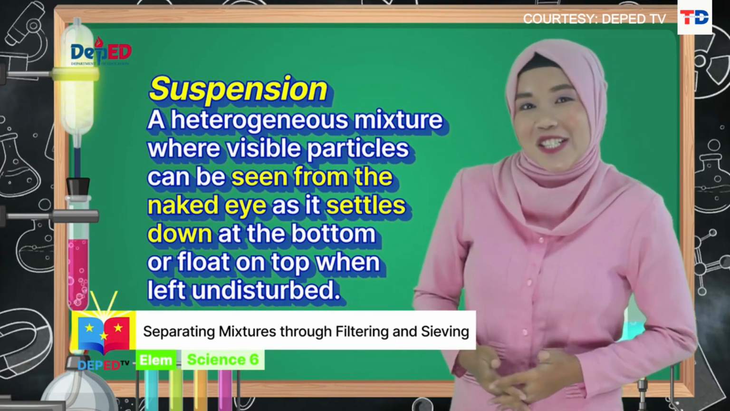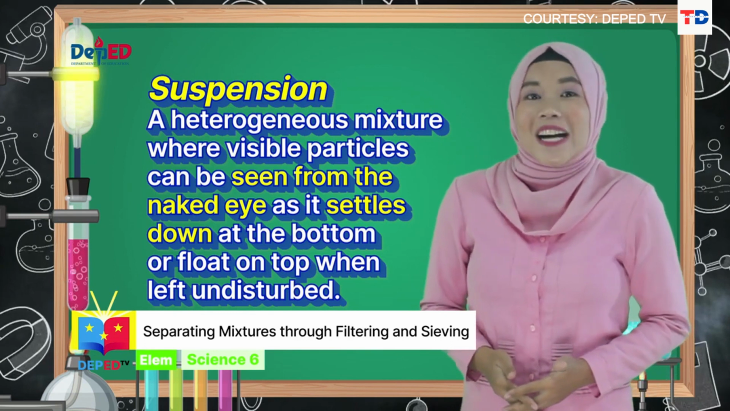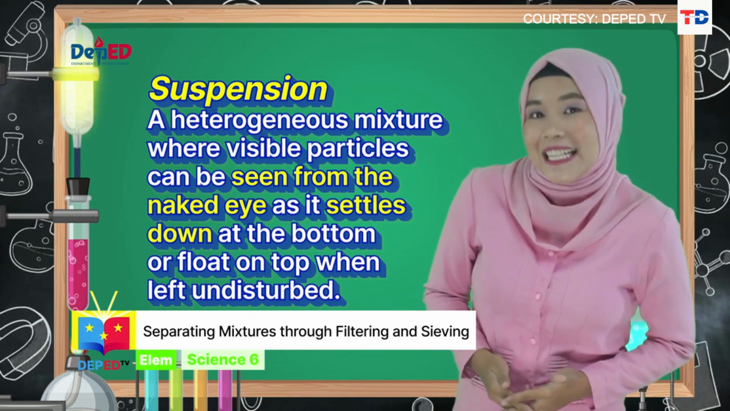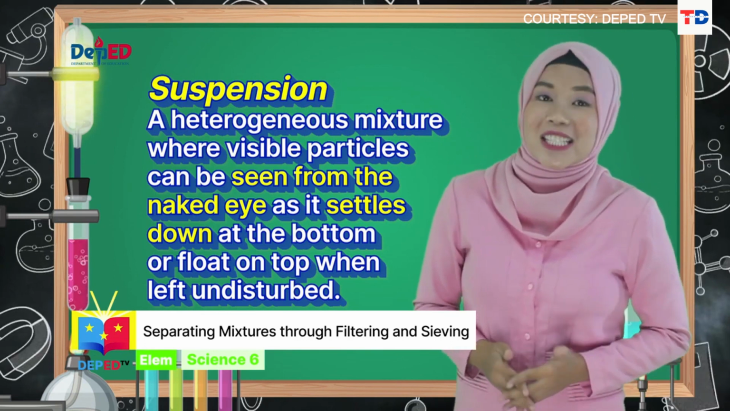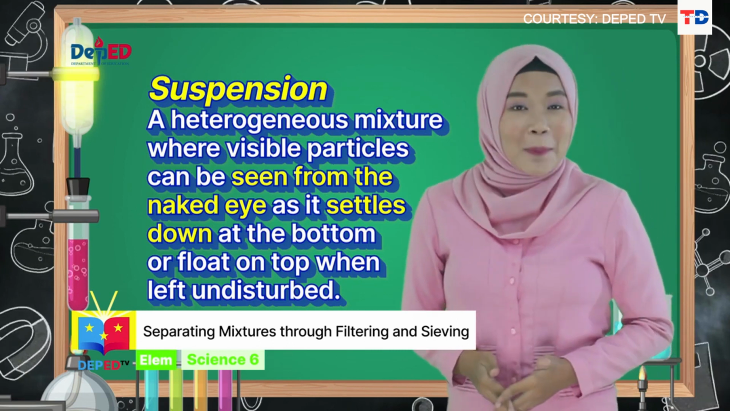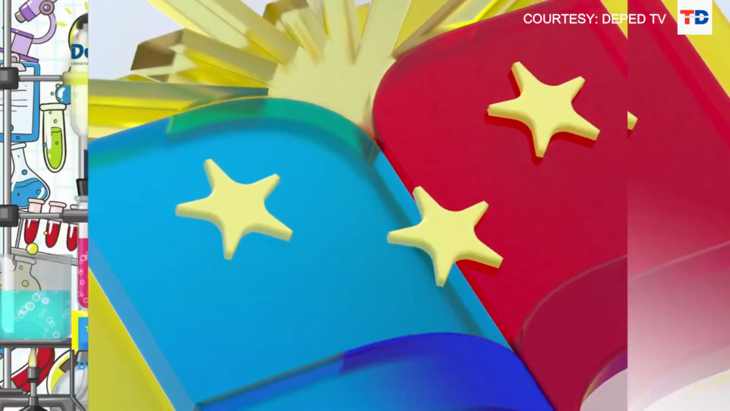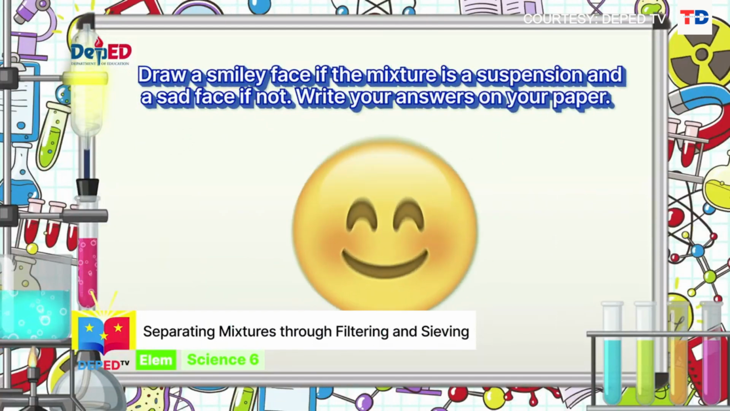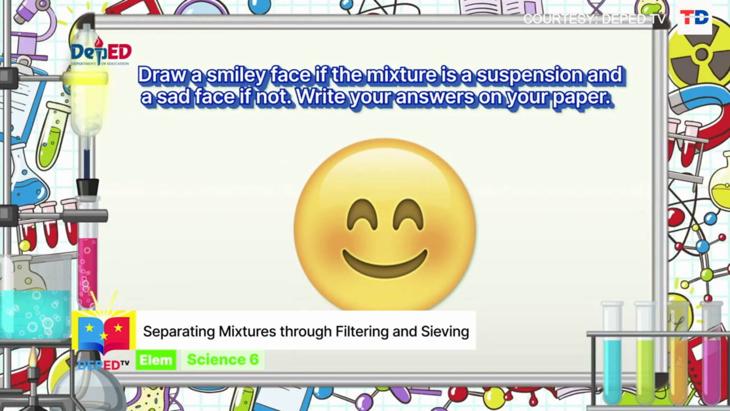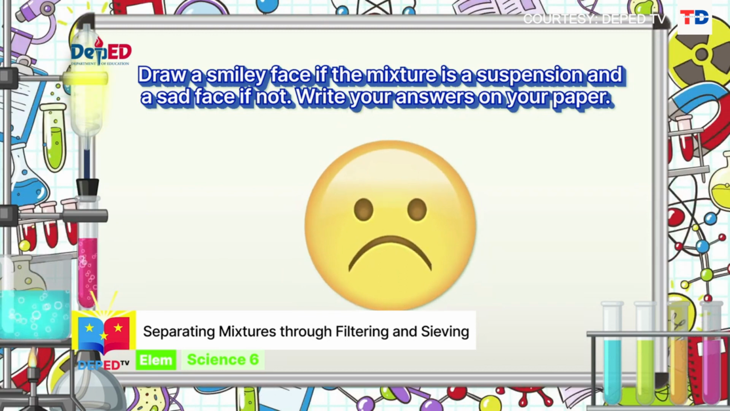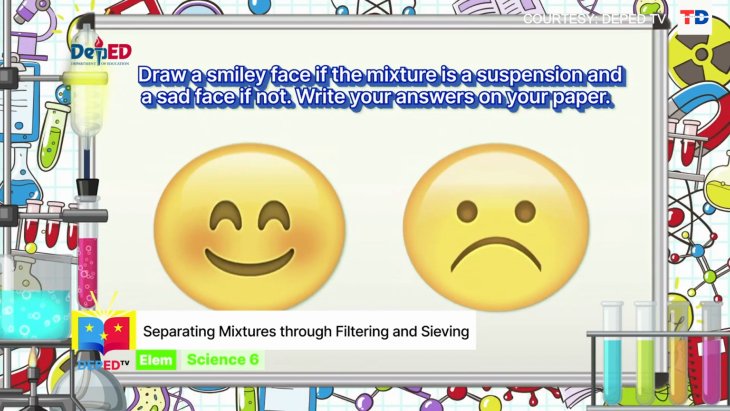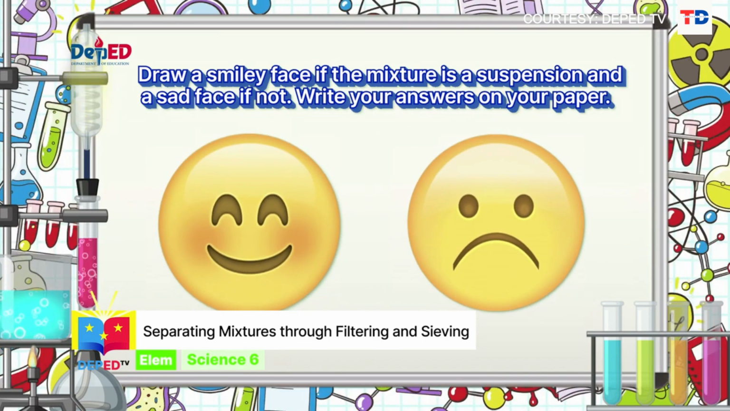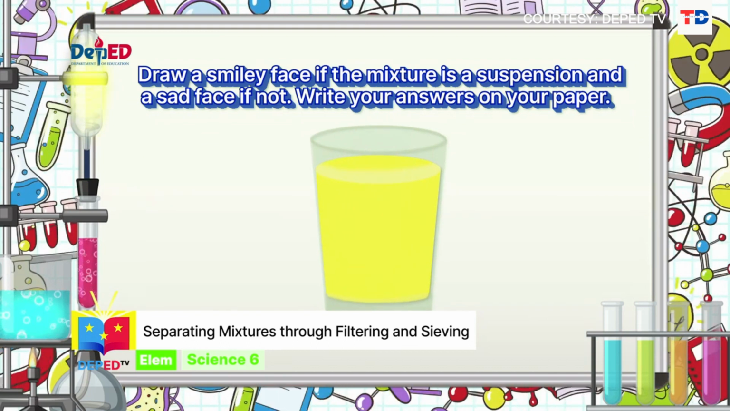Suspension is a heterogeneous mixture where visible particles can be seen from the naked eye as it settles down at the bottom or float on top when left undisturbed. Draw a smiley face if the mixture is a suspension and a sad face if not. Write your answers on your paper. Number 1. Juice drink.